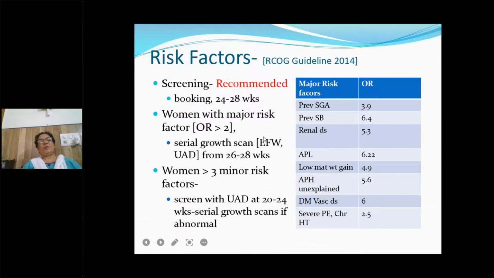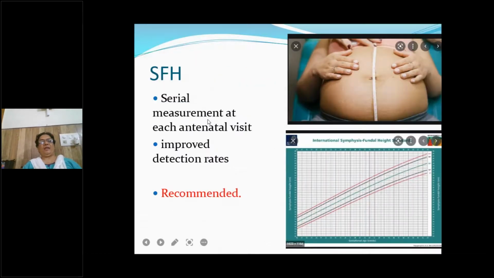Of course, we need to understand that everything RCOG recommends cannot be followed in India, especially in all Indian setups. So for the Indian scenario, what we use is only the risk factor history-based screening and the symphysiofundal height measurement. Serial measurement of symphysiofundal height at each antenatal visit and plotting it on a graph. Very important is plotting it on the graph. Unless you plot it on the graph, you cannot remember by heart what should be the height at what period of gestation. You all know how we measure the symphysiofundal height. It should be correctly measured and it should be plotted on the graph.